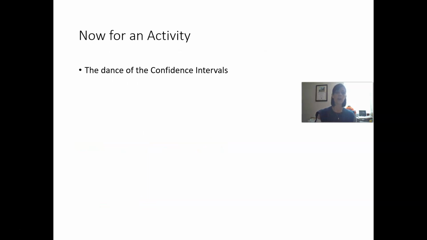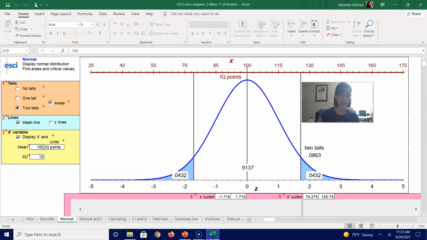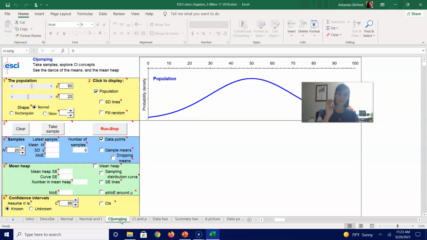So now we're going to move on to an activity. We are going to talk about the dance of the confidence intervals. Once again, I am going to go into Esky and walk you through this. For the dance of the confidence intervals, we're going to go to our CI jumping, so you can follow along. Directions are also provided in your book. Hopefully this will help you out.